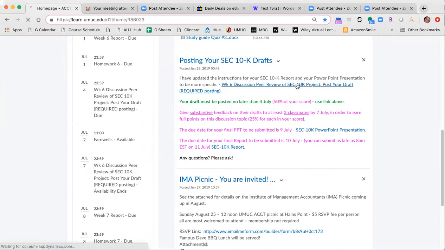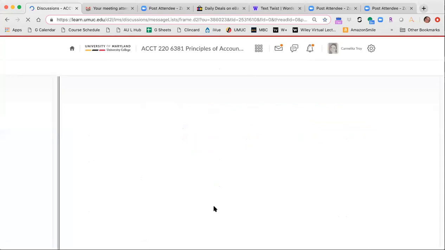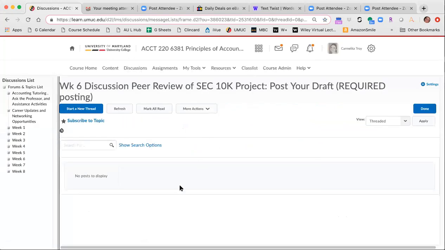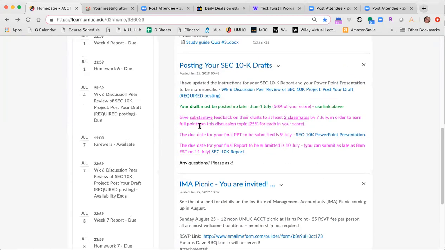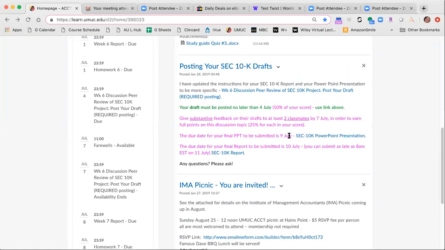And you just need to go here, and if you click on there, I've actually linked it. You can just start a new thread where you're posting your draft. And then next, you need to give substantive feedback to at least two classmates. So take a look at what they've submitted, their PowerPoint and their Word documents, and give them feedback.